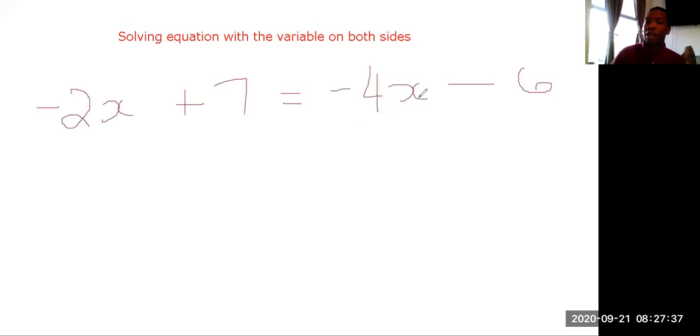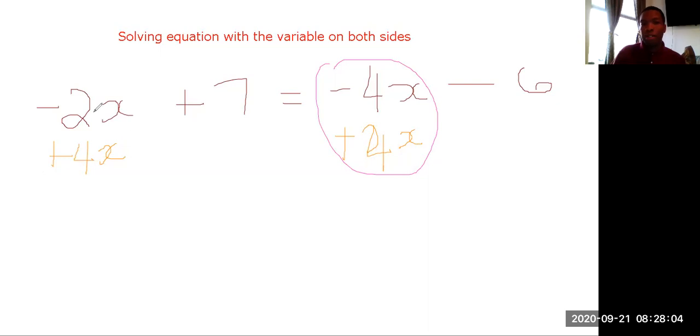So my first thing, I'm going to move this negative 4x to the left side. I like moving my stuff to the left. It's just a preference. You can move your stuff to the right. So I'm going to do plus 4x. And whatever you do on one side, you have to do to the other side. All right, so then this becomes 0 right here. This becomes 0.